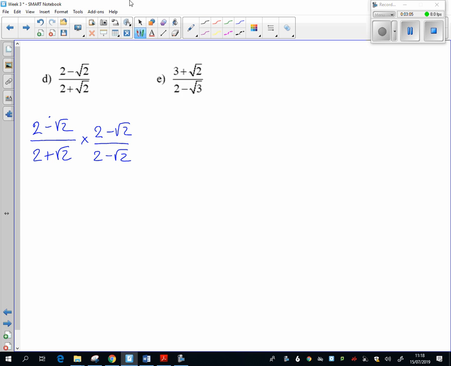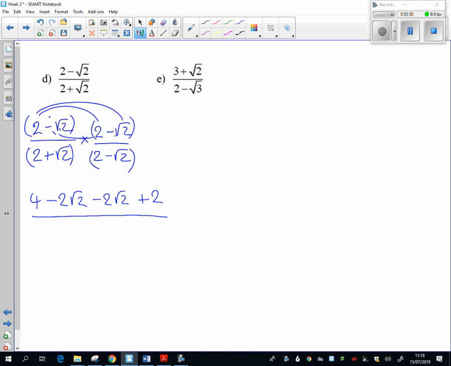So you may want to just do some separate working and use the grid method to multiply out these brackets, just to use your preferred method. So my numerator is going to be 2 multiplied by 2, 2 multiplied by minus root 2, minus root 2 multiplied by 2, and minus root 2 multiplied by minus root 2. So I'll tidy that up for my next stage.